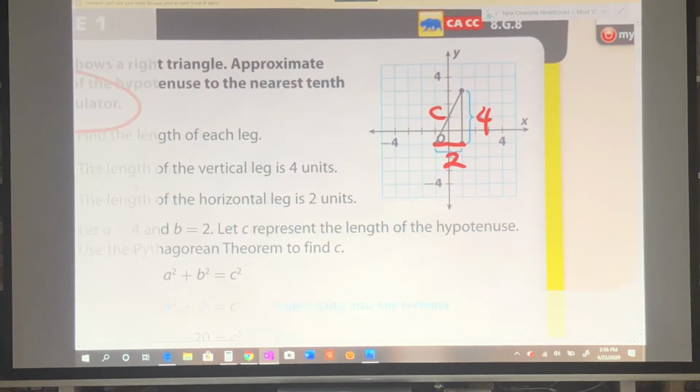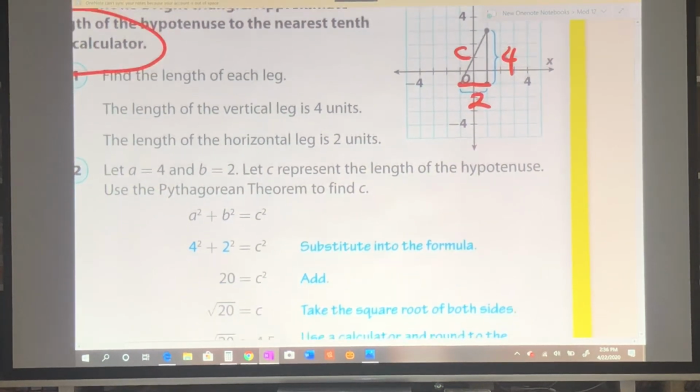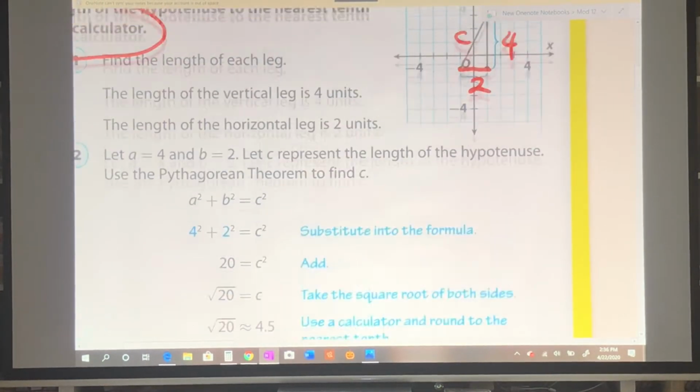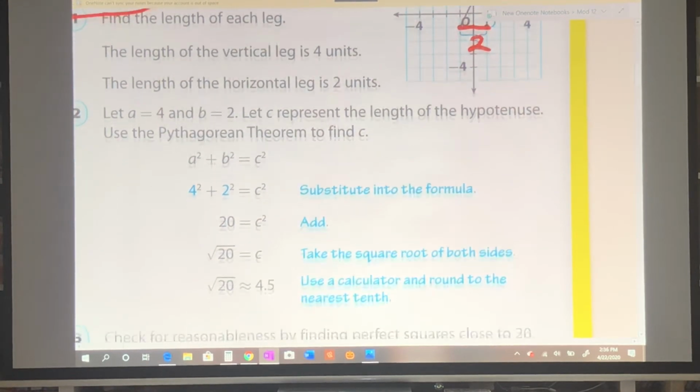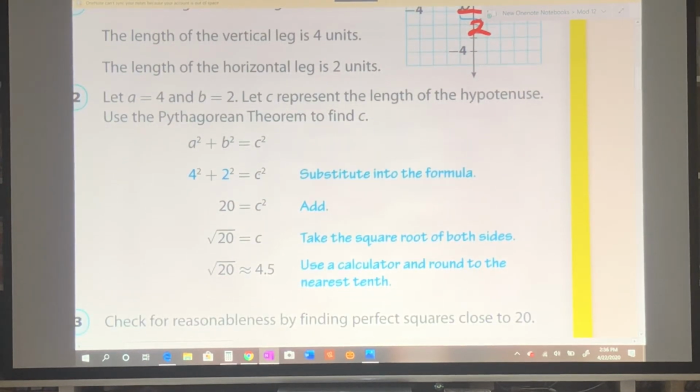Let's go over here. So we're plugging in what we know. They're saying that A is 4 and B is 2. Doesn't matter as long as C is C, right? A and B can be either one, doesn't matter. So 4 squared is 16, 2 squared is 4, nice 4. See how they skip steps here? So the square root of 20, you're taking the square root of both sides. C equals that, and it's 4.5.